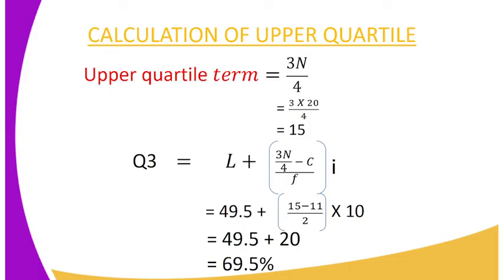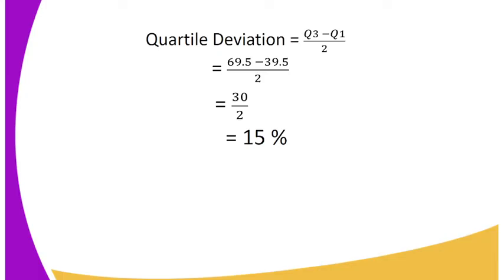After getting those two answers, the upper quartile and the lower quartile, which are Q3 and Q1 respectively, you apply another formula for quartile deviation, and quartile deviation is equal to Q3 minus Q1, all divided by 2. After you subtract 39.5 from 69.5, you get 30. Then 30 you divide by 2, and you get 15%.